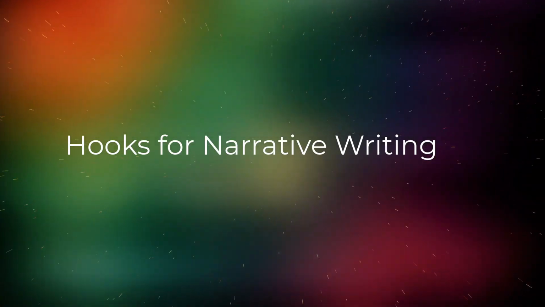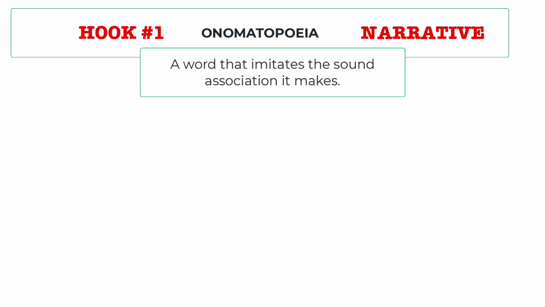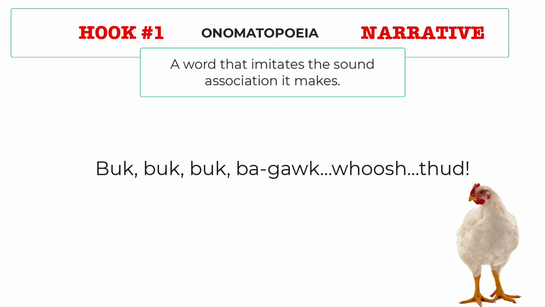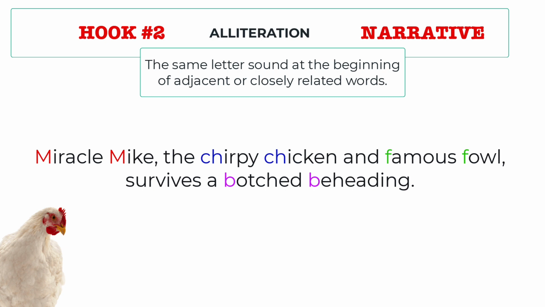The first examples we will look at would work for narrative writing. The first one is onomatopoeia. And you could say, buck, buck, buck, buck, whoosh, thud. In this hook, you give the illusion of the chicken cackling, the axe swinging, and then the thud when the axe finally makes contact. Another type of hook you could use for narrative writing is alliteration. Miracle Mike, the chirpy chicken and famous fowl, survives a botched beheading.